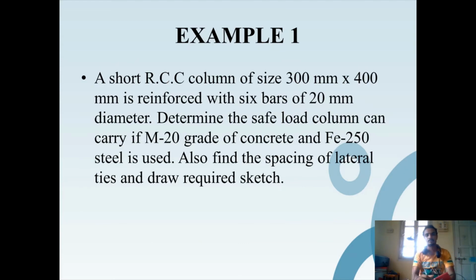Now we start our example. In the given data we have a short RCC column of size 300 mm by 400 mm, reinforced with 6 bars of 20 mm diameter. Determine the safe load the column can carry if M20 grade of concrete and Fe 250 steel is used. Also find the spacing of lateral ties and draw the required sketch. So let's start.